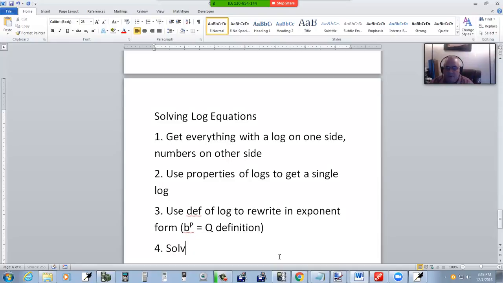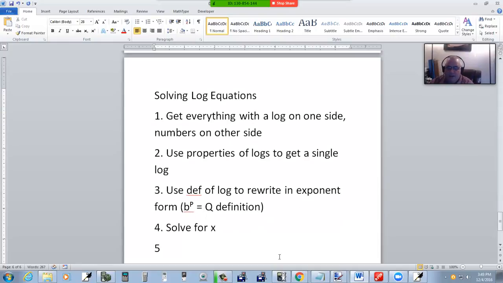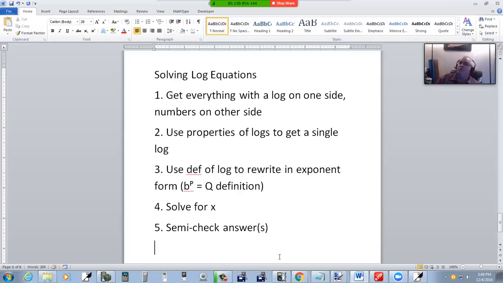Step 4, solve for x. And then step 5 is to semi-check your answer. You don't need to fully check it, but you do need to make sure you don't have log of 0 or log of a negative number when you plug that answer back in.